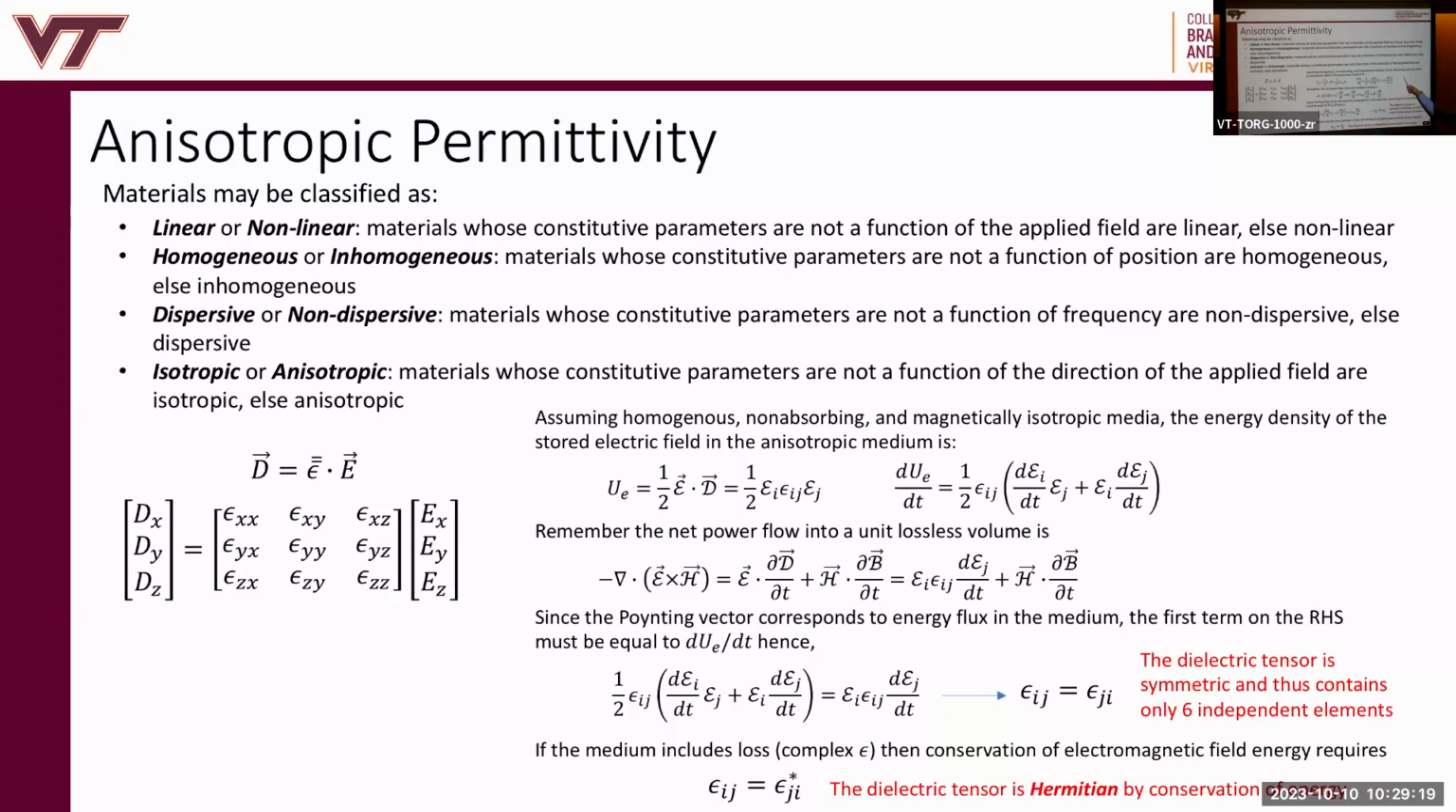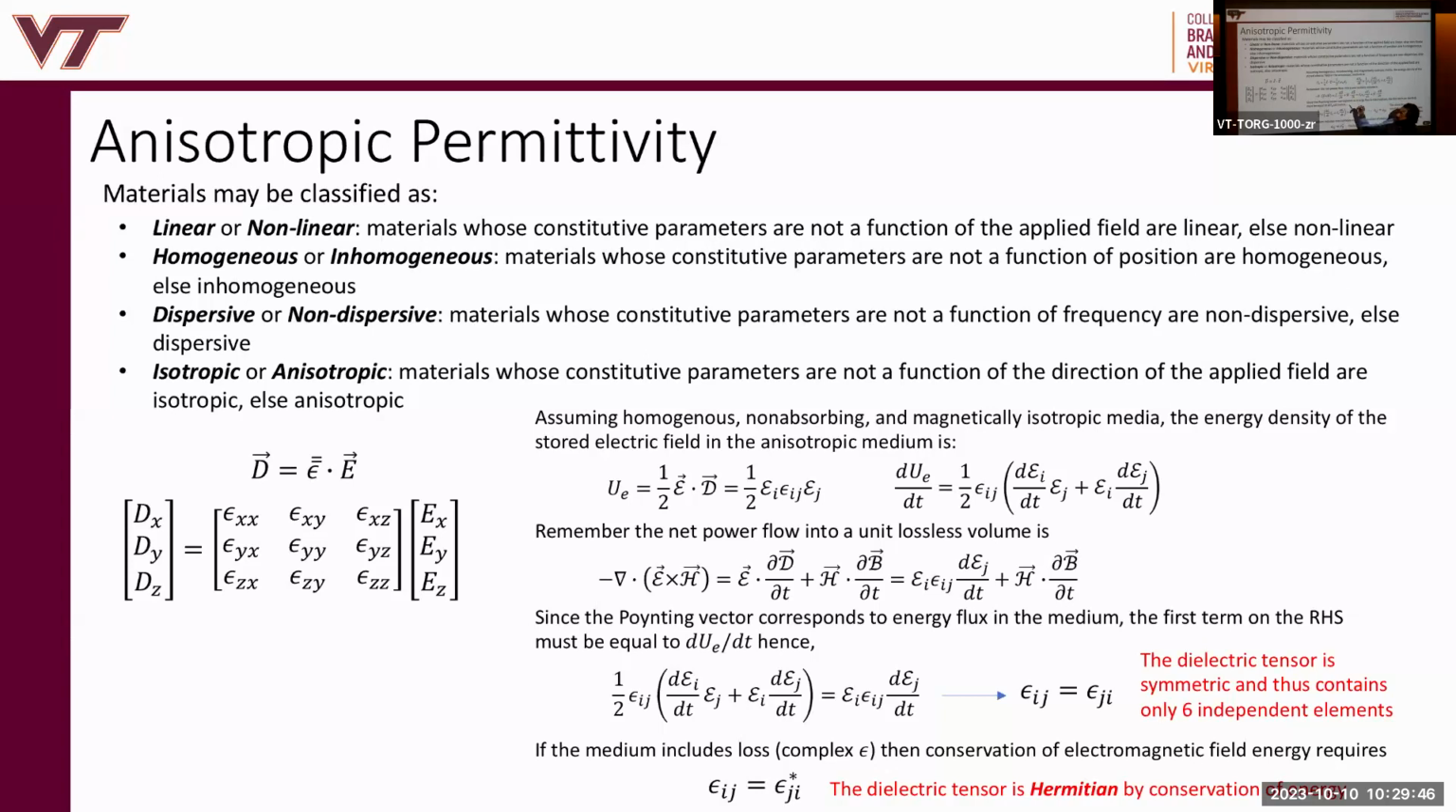So then the only thing left is the permittivity. We described sigma and mu, and the permittivity is going to be now anisotropic. The energy density of the stored electric field in the anisotropic medium now is different, right? We remember that the equation for the stored electric energy density is 1/2 epsilon dotted with D, right?